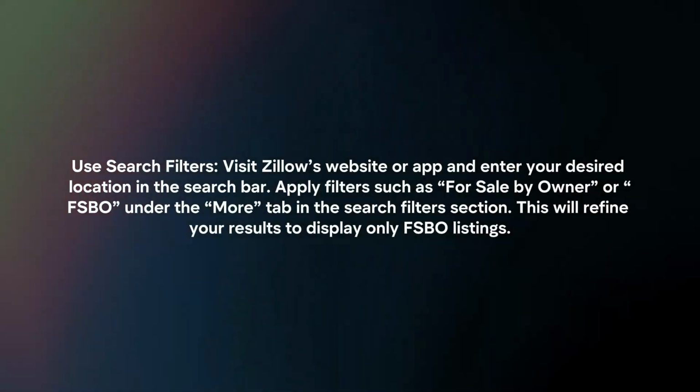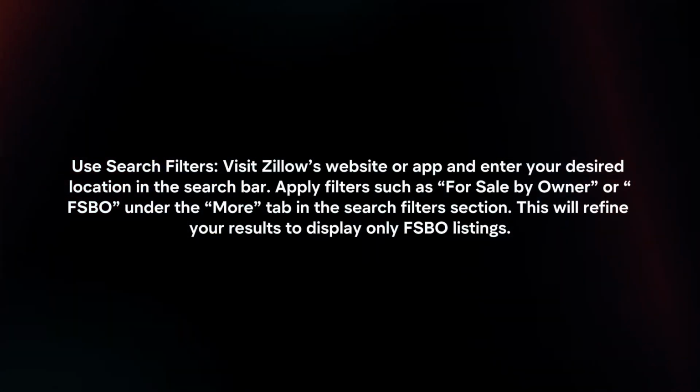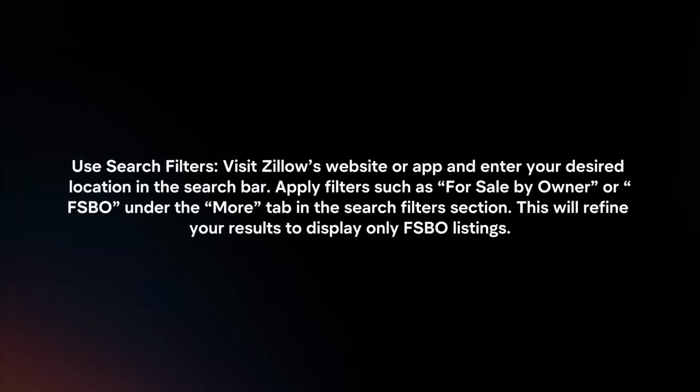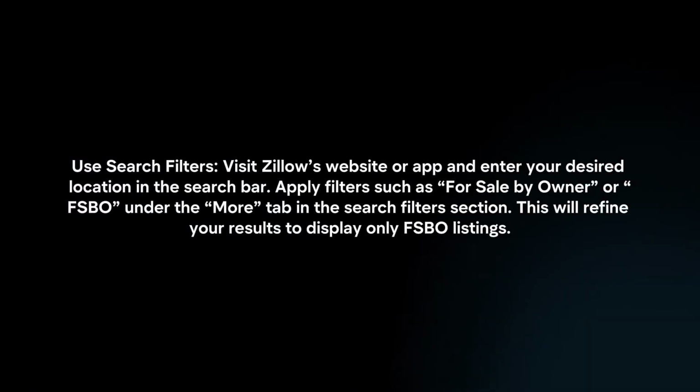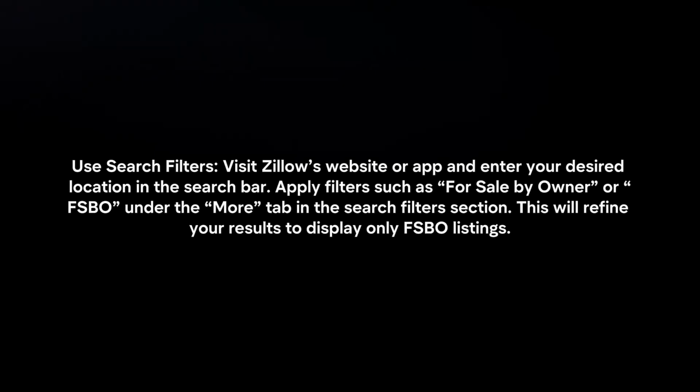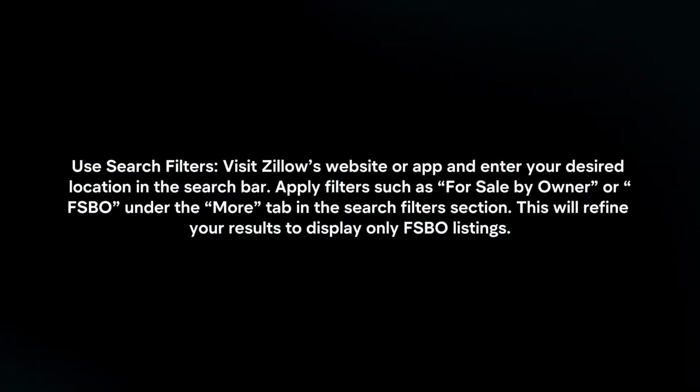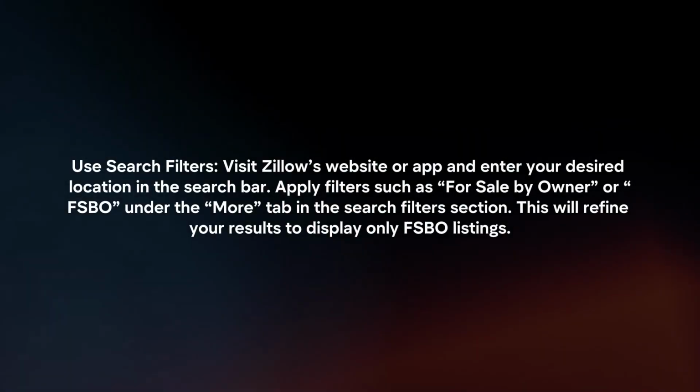Use search filters. Visit Zillow's website or app and enter your desired location in the search bar. Apply filters such as For Sale by Owner or FSBO under the More tab in the Search Filters section. This will refine your results to display only FSBO listings.